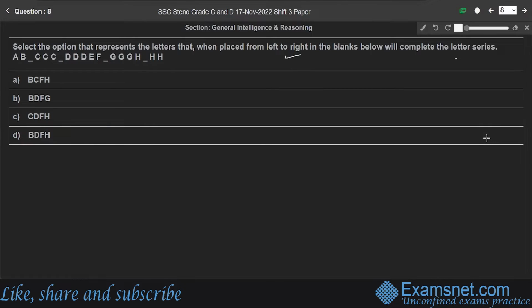Question number 8. Select the option that represents the letters that, when placed from left to right in the blanks below, will complete the letter series. So, very simple question. Here we have the letters from A to H, right? So we'll write these letters A, B, C, D, E, F, G, H.